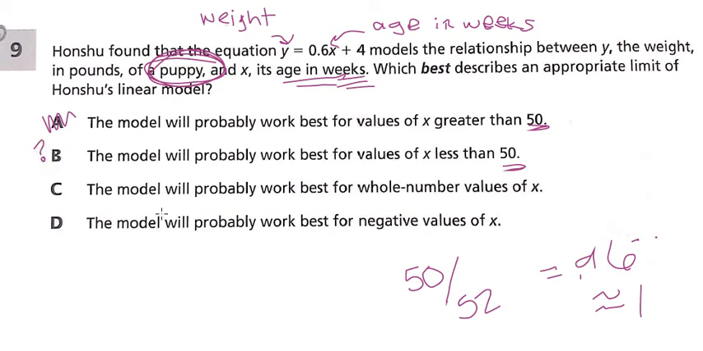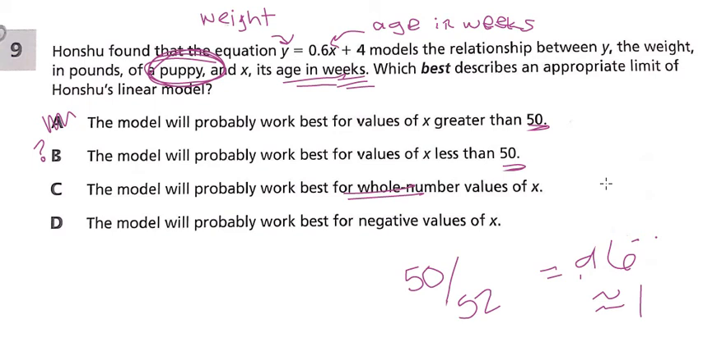So the next one says the model will probably work best for whole number values of x. So this is a good one to explore. So let's think about what x means. So x is its age in weeks. So 1 week, 2 weeks, 3 weeks. And so you want to think in terms of whole numbers. That would suggest that the quantity only exists in that whole iteration. So if we're talking about weeks, we're saying that there's no such thing as 1.5 weeks. Well, our answer choice C says there's no such thing as 1.5 weeks. Well, there is. That's a week and a half.